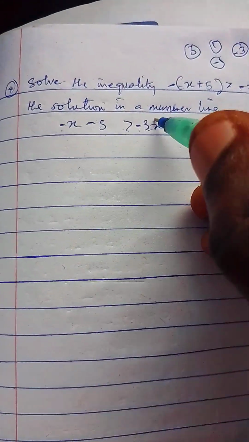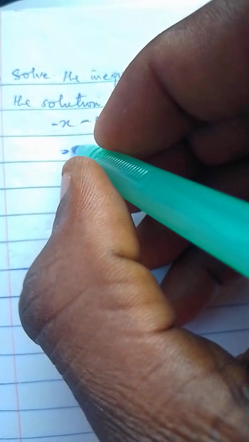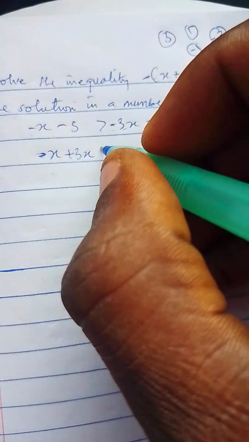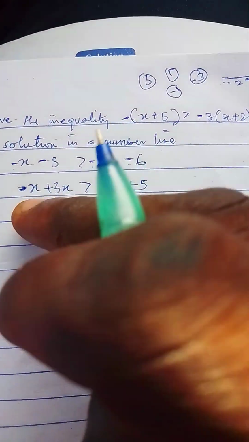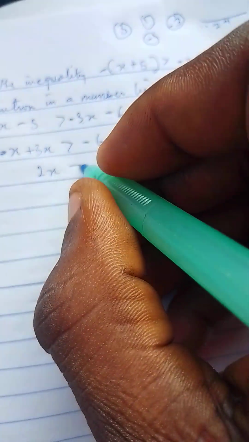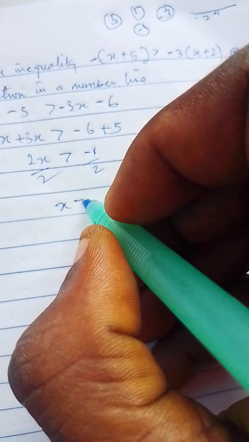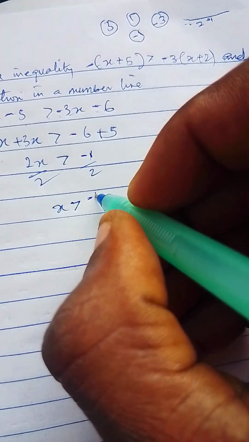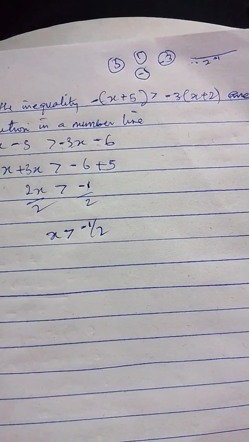So minus 3x will come over here. Add 3x to both sides. So it's going to be minus x plus 3x greater than minus 6 plus 5. Is that okay? When you add 3x here, this leaves. So minus 5 comes here to be plus 5, and this becomes minus x plus 3x. That gives us 2x, greater than minus 1. So you divide both sides by 2. So x is greater than minus 1 over 2, which is our final answer.